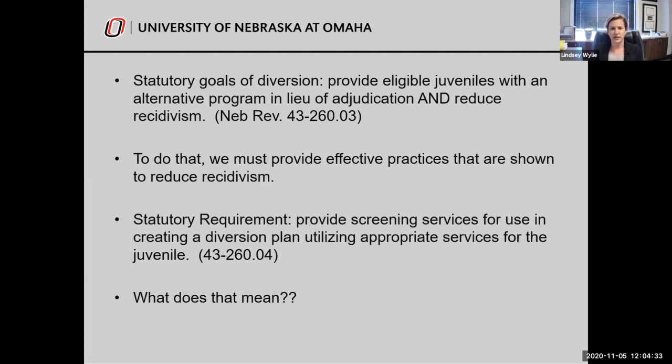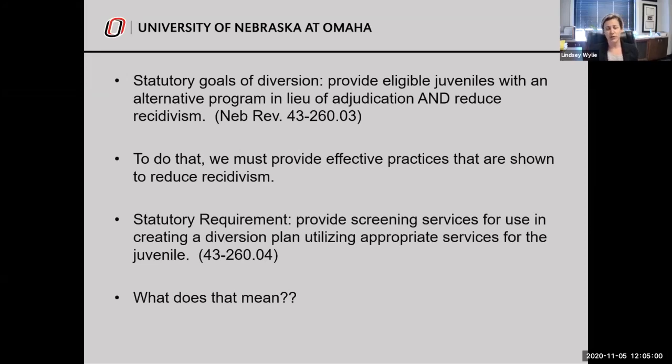Under statute in Nebraska, one of the overarching goals of diversion is to provide eligible juveniles with an alternate program in lieu of adjudication and reduce recidivism. To do that, we have to have effective diversion programs and effective practices that are shown to reduce recidivism. Also under statute, it's required to provide screening services for use in developing a diversion plan. It doesn't say in statute which tool should be used.